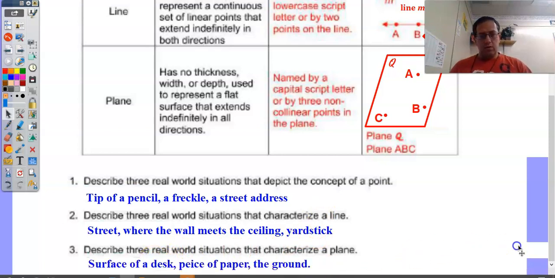3 real-world things that characterize a plane: the surface of my desk, piece of paper I already showed you, the ground. These are just examples, right? There's lots of different things we could use. All right.